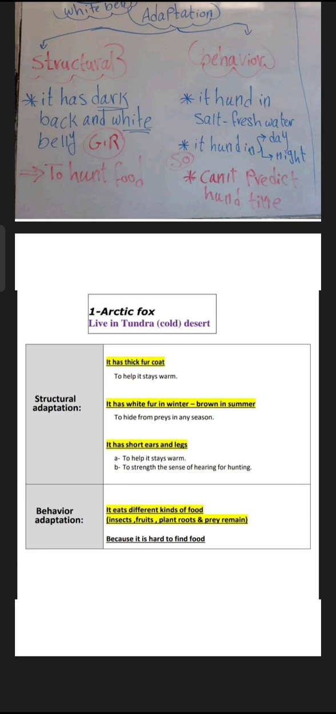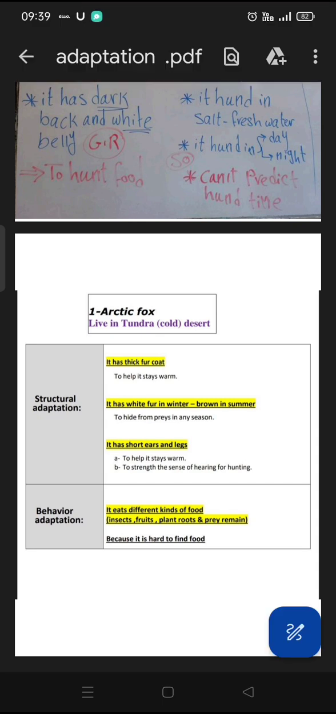Okay. The second one, it has white fur in winter and brown fur in summer. Why? To hide, to blend, or to make camouflage from prey in any season. Number three, it has short ears and legs. Why does it have short ears and legs? To help it stay warm.